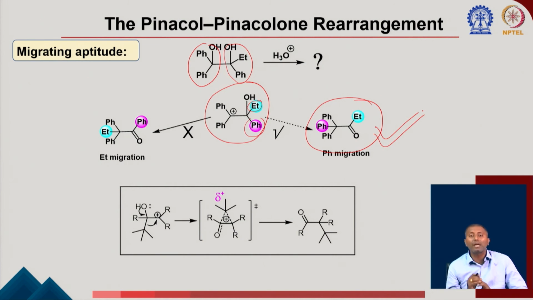So now we have to try to understand what is happening here. Why is phenyl a better migrating group? If you try to understand the reaction, this lone pair is coming here, pushing this electron density, and then this particular group, suppose I put this here as a tert-butyl.